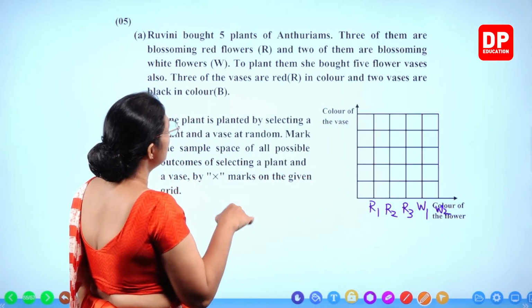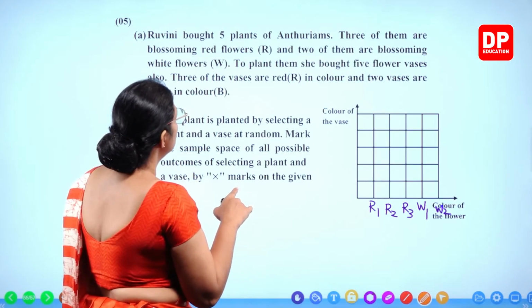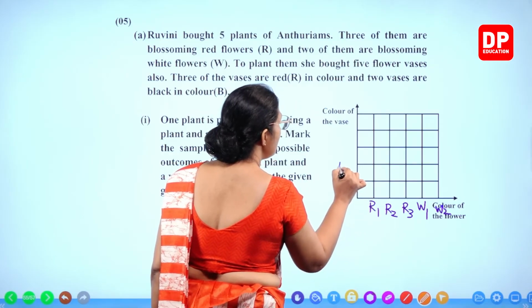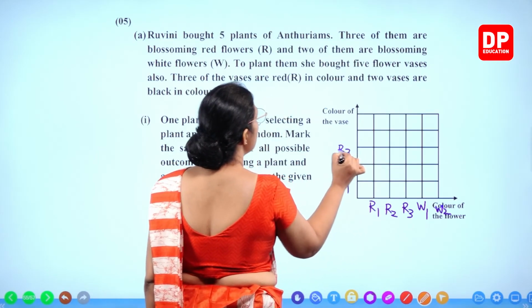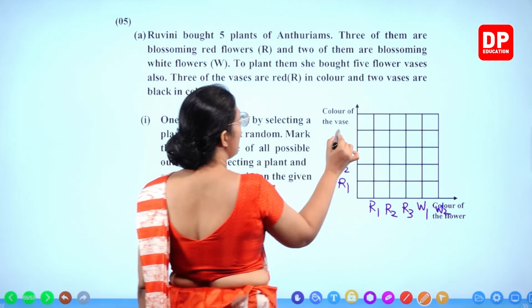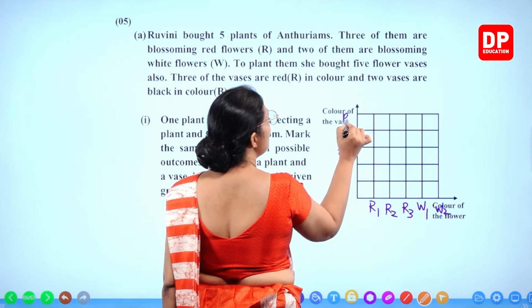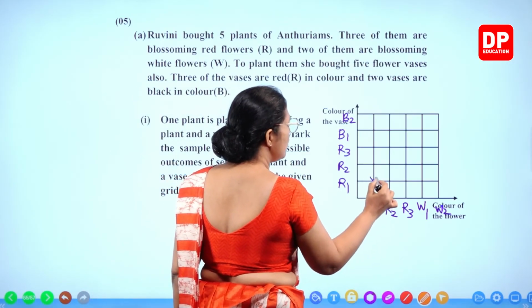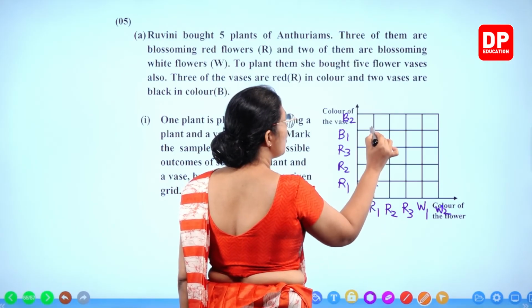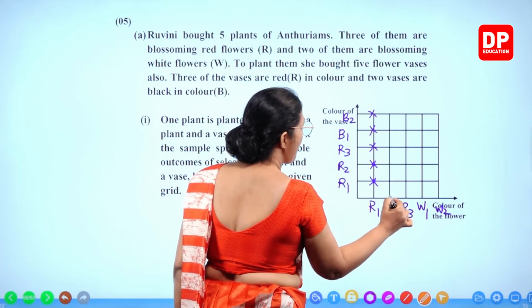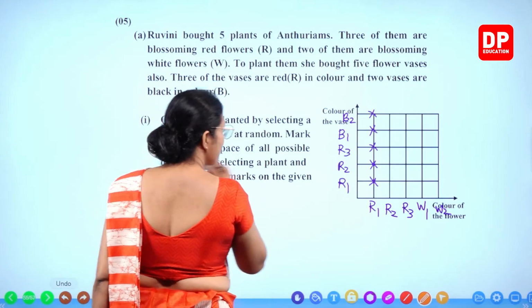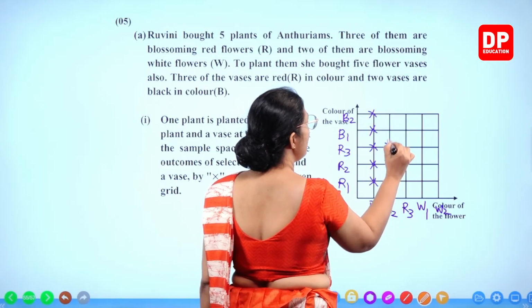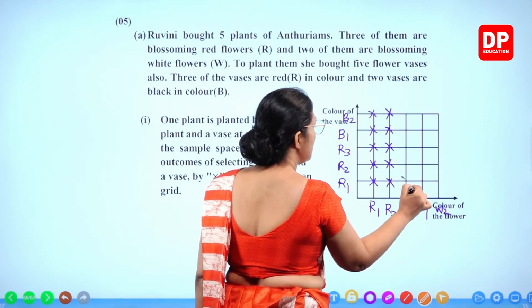Then what about the vase color? 3 of vases are red. R1, R2, R3. And 2 vases are black in color. B1, I'll write B2. So what are the possibilities? You can take all of these possibilities. So 1, 2, 3, 4, 5. 5 times 5, 25 possibilities are there.